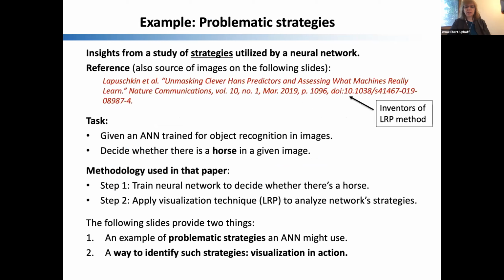Well, to motivate that, I'm going to use some examples from this paper, which is shown in red over here. And this paper deals with using a neural network trained for object recognition and images.